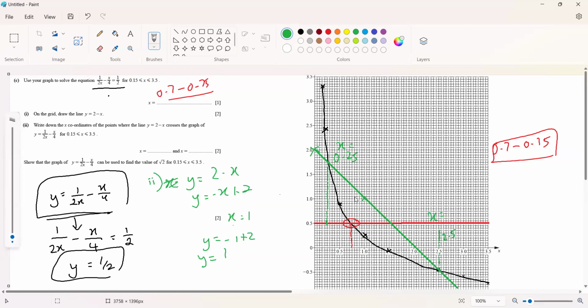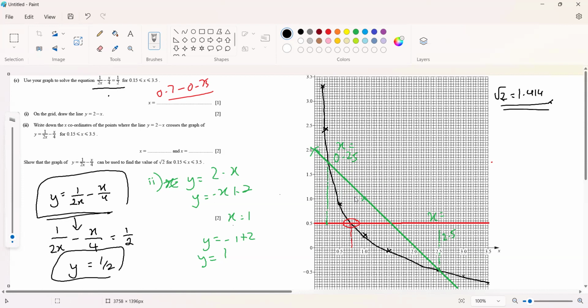According to your drawing, and usually they have a range for it. They say show that the graph can be used to find the value of root 2 for x between 0.15 and 3.5. So we are looking for a value called root 2. In other words, we are trying to show from our graph that we can find root 2. So what is root 2 actually? You can use your calculator first. Root 2 is 1.414, so we can use that to make a rough estimate.